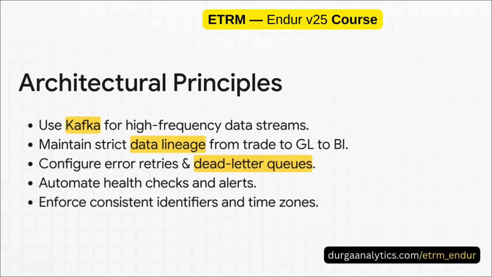You have to maintain that strict data lineage. It's about trusting your numbers. You must configure things like error retries and dead letter queues. That means one bad message won't bring down your whole system. And that last point about consistent identifiers, it sounds simple, but I promise you, getting a time zone or a currency code wrong between two systems can create unbelievably expensive nightmares to fix. These principles are what separate the fragile systems from the truly enterprise-grade ones.